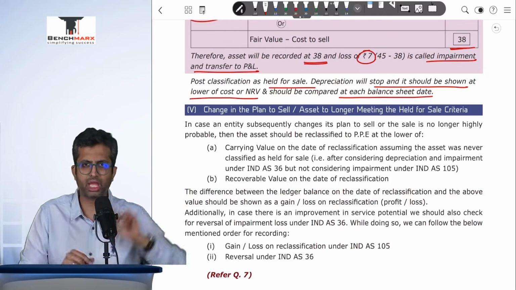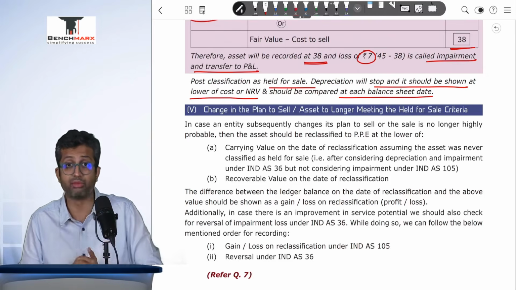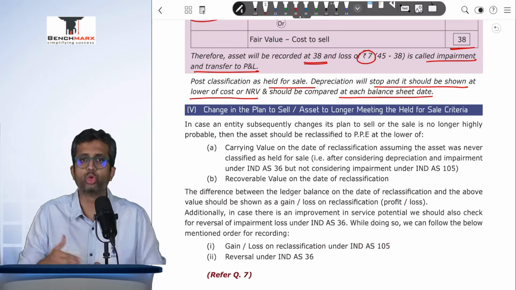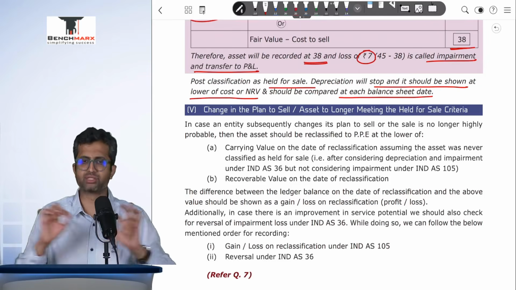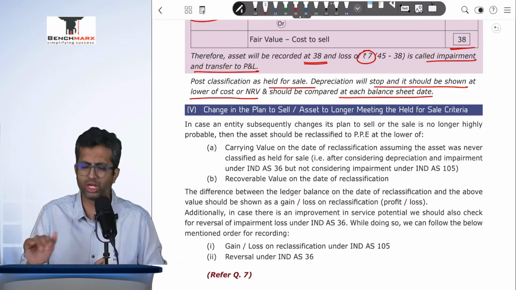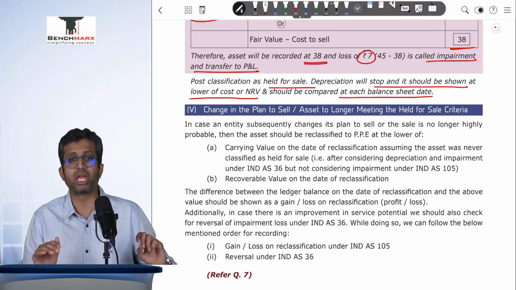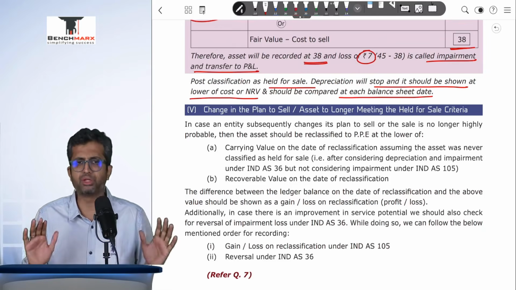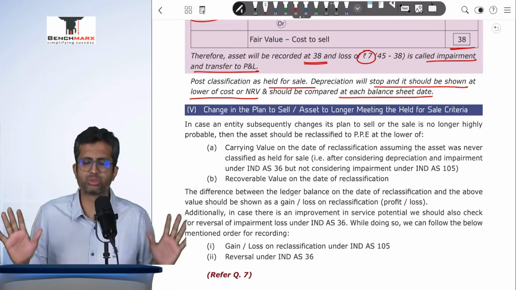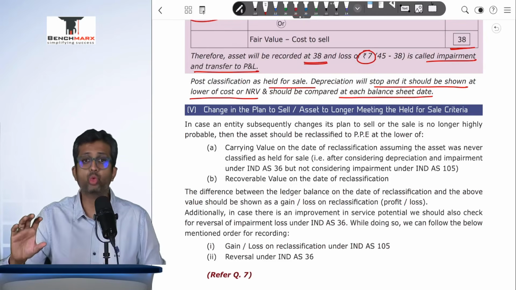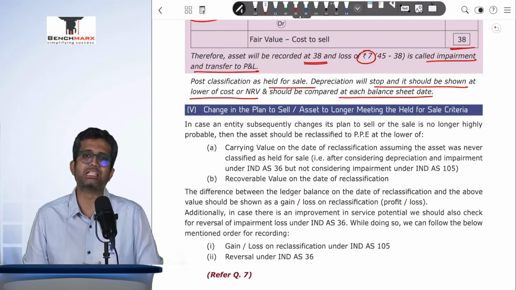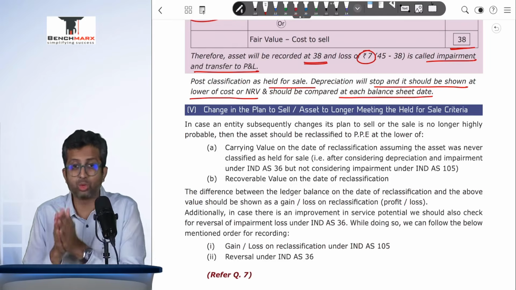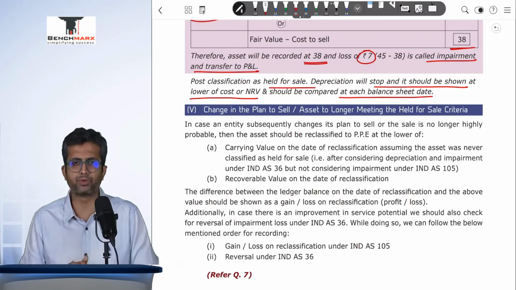Now, by the way, there was actually a held for sale classification. However, now we are saying that we are going to use it. So, had there been no held for sale classification, what would have been the carrying value? This would be the carrying value after depreciation, after everything, but no Ind AS 105 write-off. Compare that with the recoverable value and select whichever is lower. That will be the base for the purpose of reclassification.